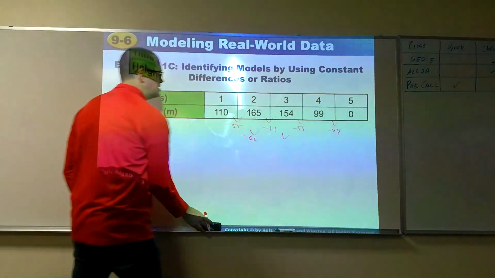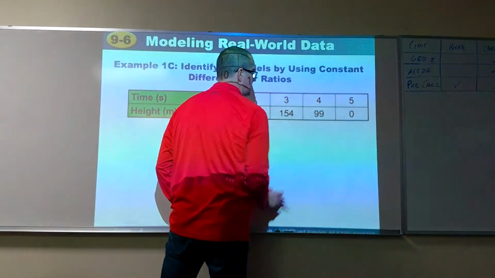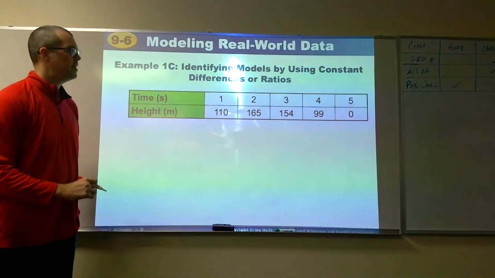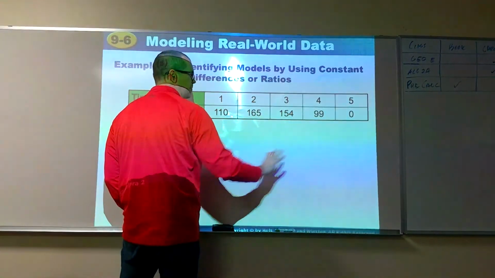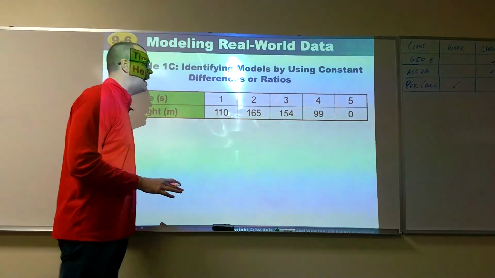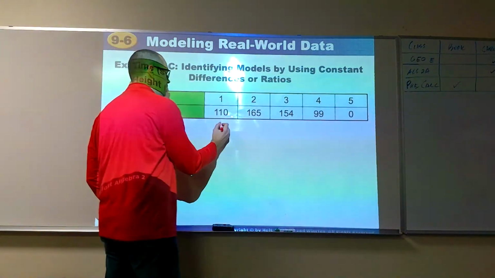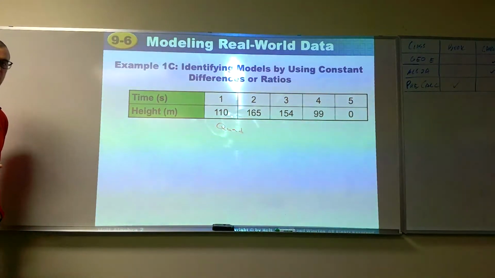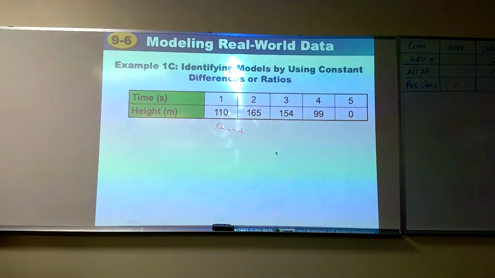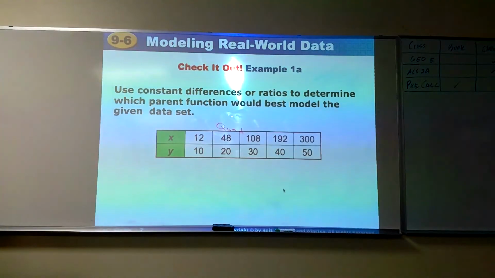Actually, we don't even need to do that. If we see that it's not linear, it has to be quadratic. These are going up the same. This isn't getting multiplied, going up and up and up or down and down and down, which is what exponential would do. So this has to be quadratic. If the first differences aren't the same, which they're not, then it's quadratic.